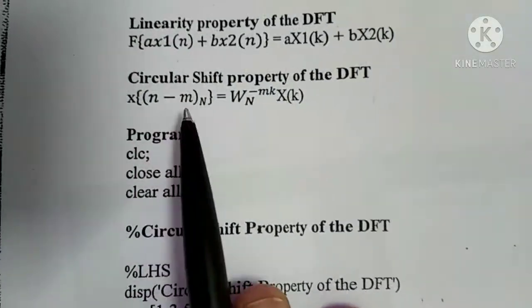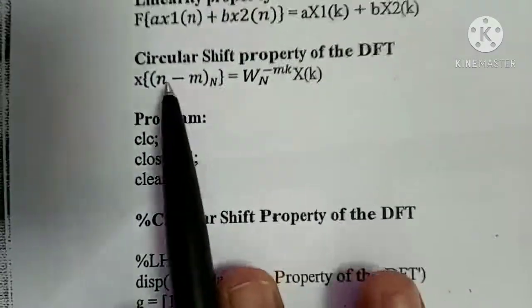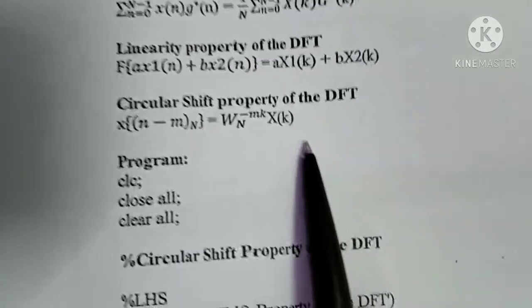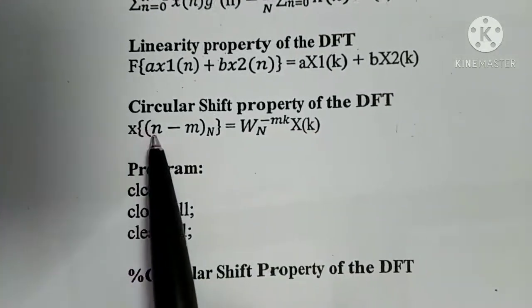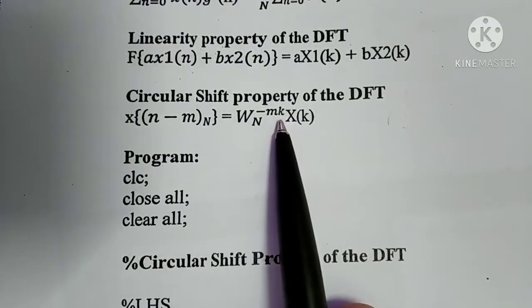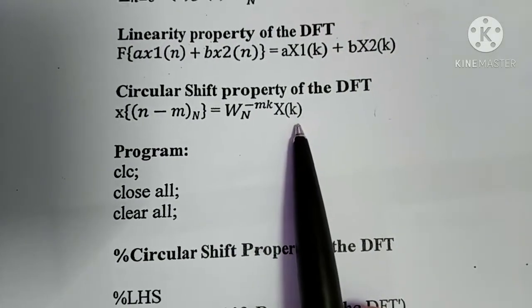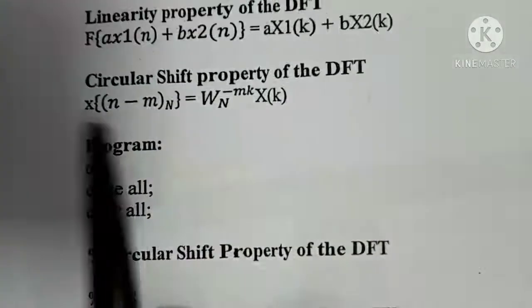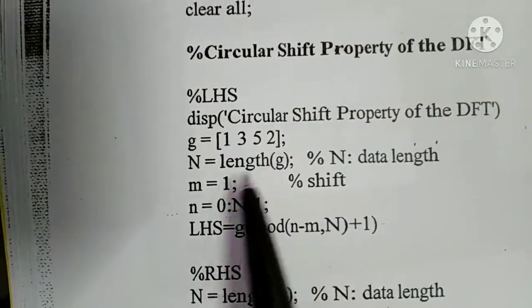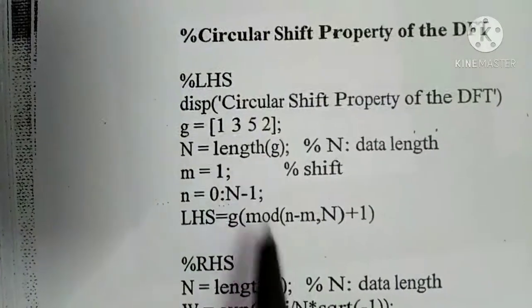After shifting a sequence by m, when we apply the DFT to this sequence, we get omega N to the power of minus k times X of k, where X of k is the DFT of the sequence without shifting. Let us see one by one. We have taken the circular shift property. I have taken a signal, and this is the length of the signal.